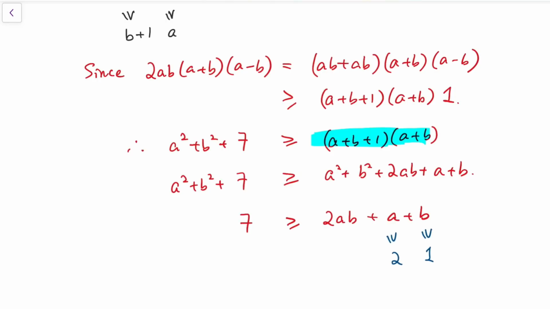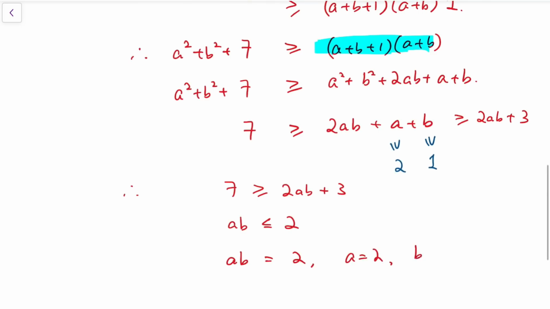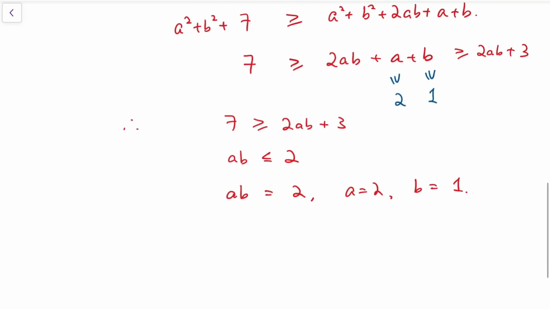So I can say that the left side is at the same time larger than or equal to 2ab plus 3. Therefore, we know that 7 is larger than 2ab plus 3, and so ab is at most 2. But we know from our bound on a and b that equality must hold, because when a is at least 2 and b is at least 1, the product is at least 2. And so ab must equal 2, a equals 2, and b equals 1. That's our only solution for a and b.